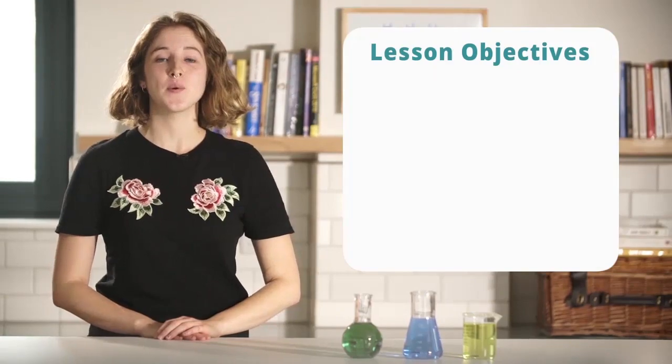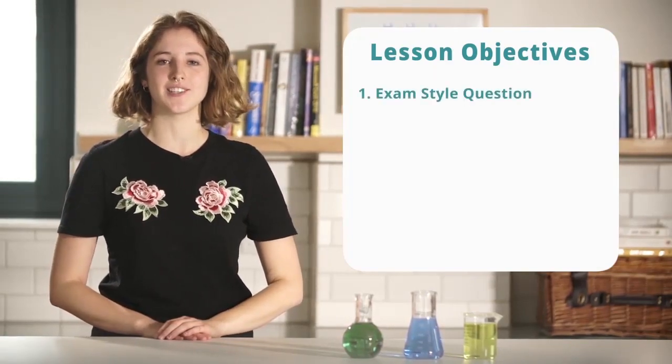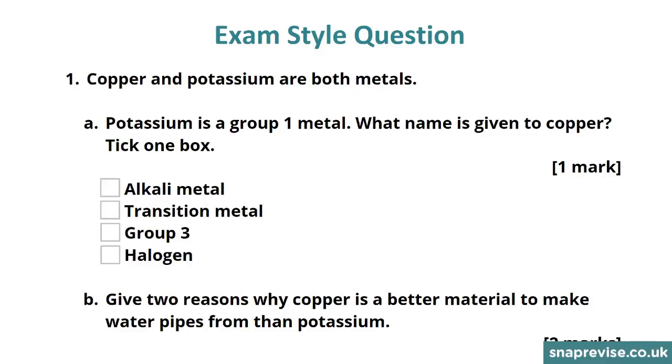Guys, in this video we're going to be working through an exam style question. To start with, we're told that copper and potassium are both metals, and then that potassium is a group 1 metal, and we're asked what name is given to copper, and for this question we're given 4 different options.